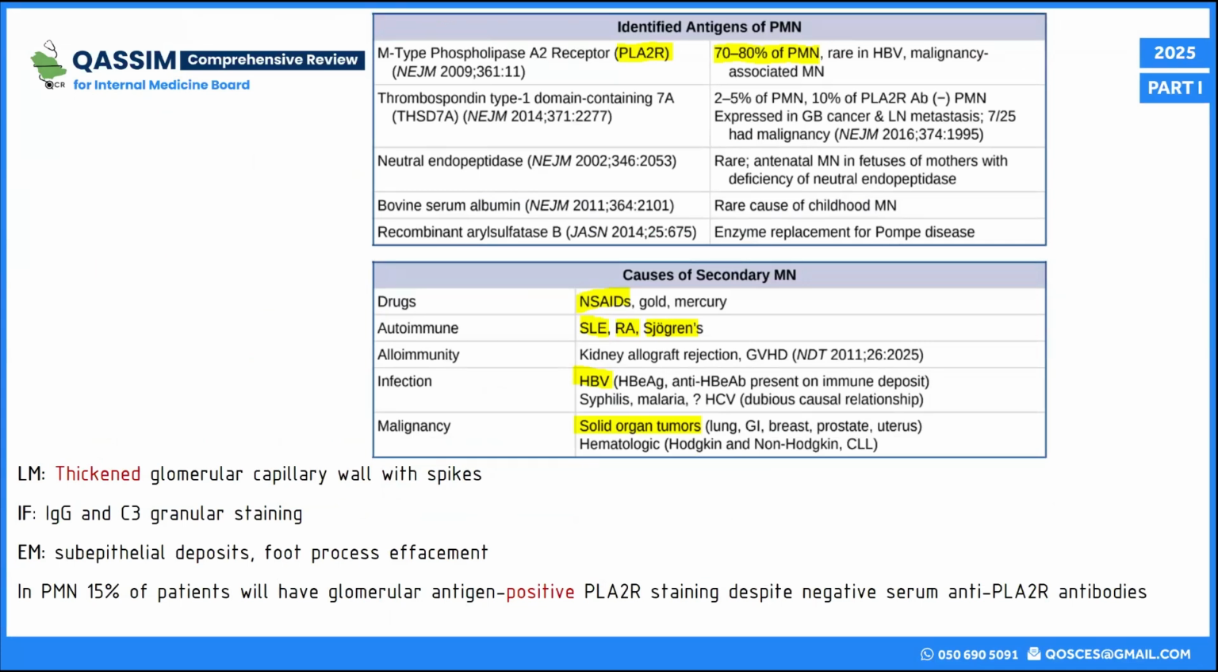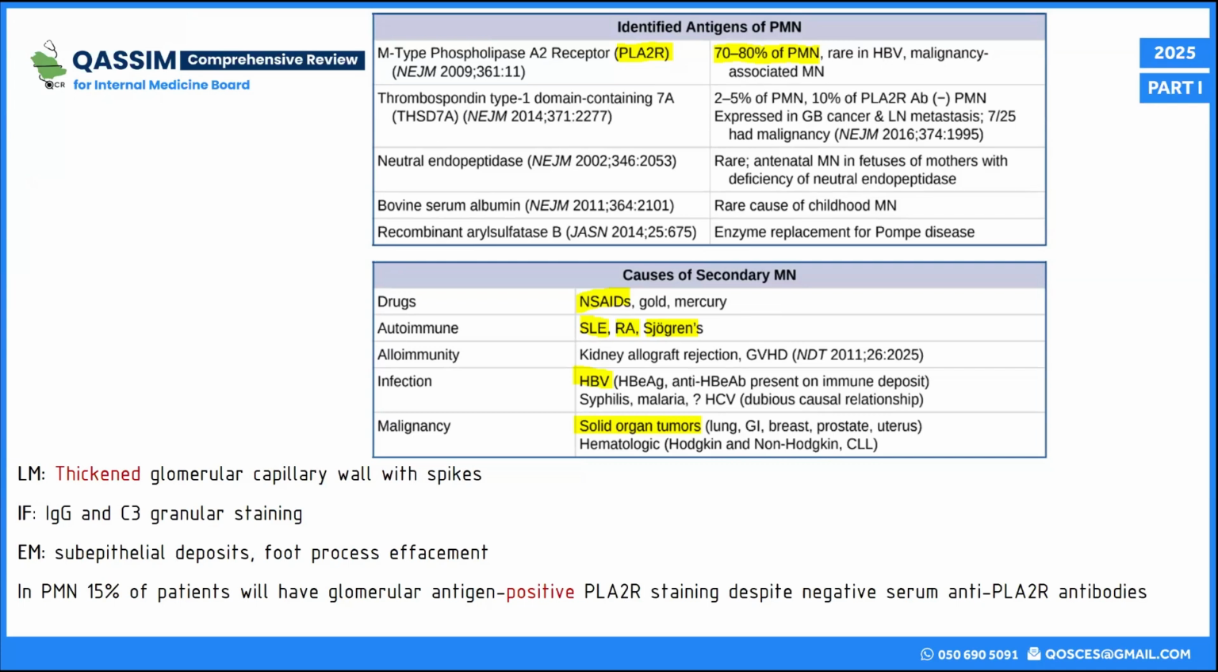identified antigens in the case of membranous. The most common one is phospholipase A2 receptor. Again, you have to rule out secondary causes, as in all nephrotic syndrome: autoimmune disease, infection, etc., and medication induced.